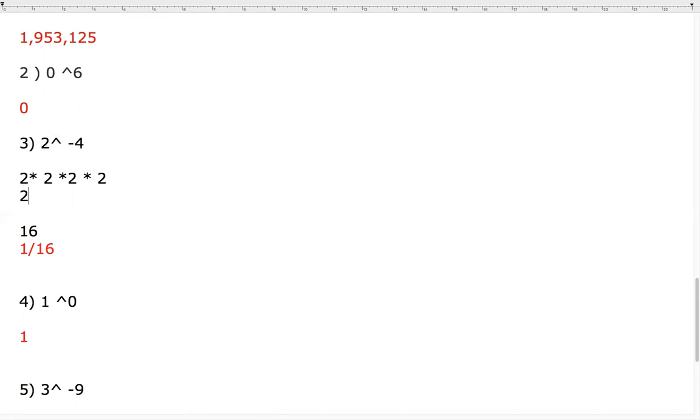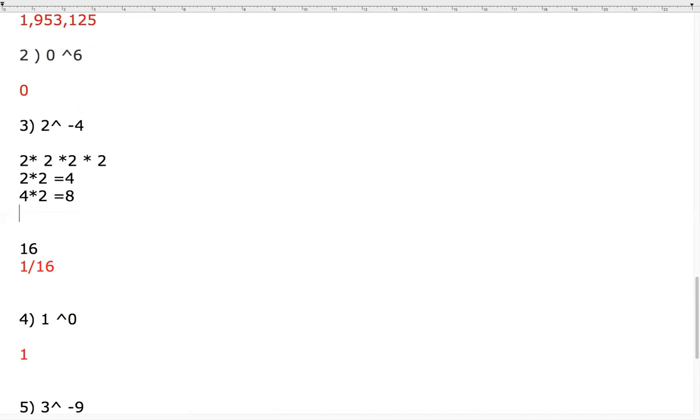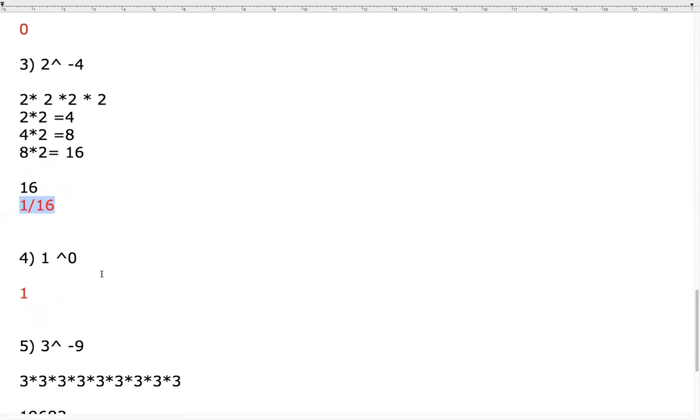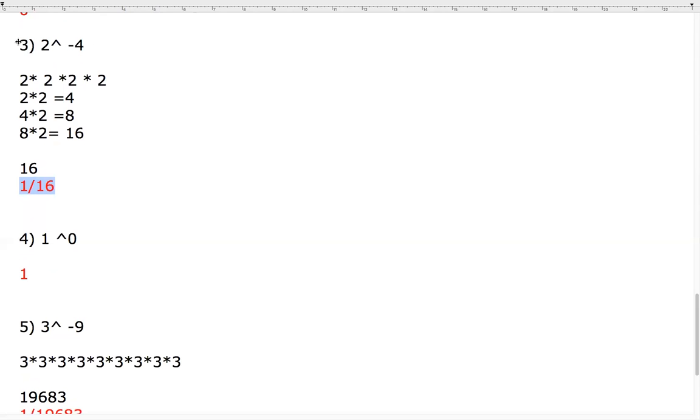So what is it? 2 into 2 is equal to 4. 4 into 2 is equal to 8. Then 8 into 2 is equal to what? 16. So 2 multiplied 4 times, the answer is 16. Since it's a negative exponent, the answer will be 1 divided by 16. You got it? This is the way you will solve negative exponent problems.